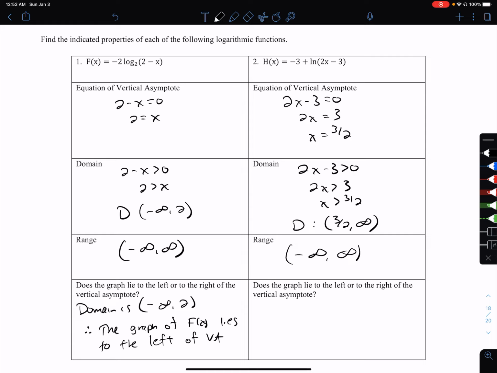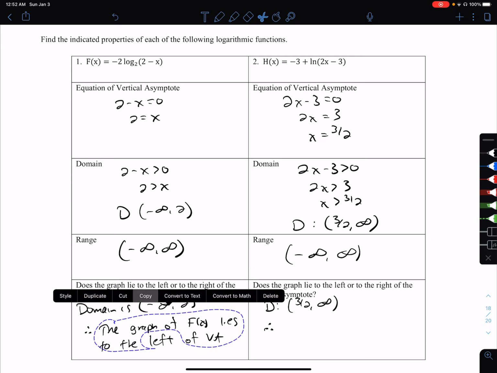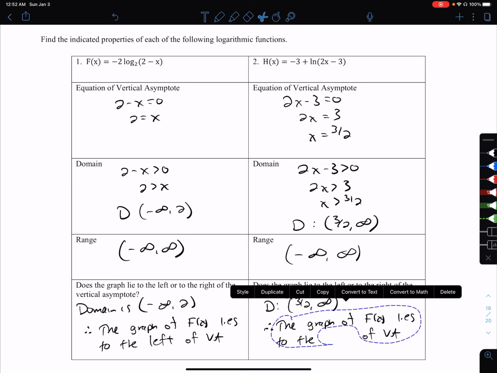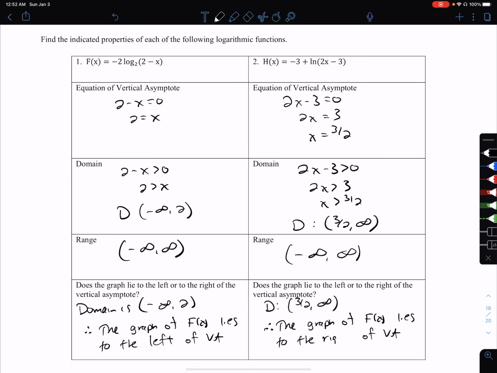Does the graph lie to the right or left of the vertical asymptote? Well, the domain is 3 over 2 to infinity. Therefore, the graph of h of x lies to the right of the vertical asymptote. That concludes this video. In the next video, we're going to look at a table of values and answer questions about that function and its inverse.